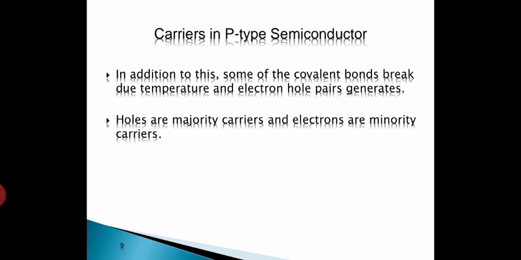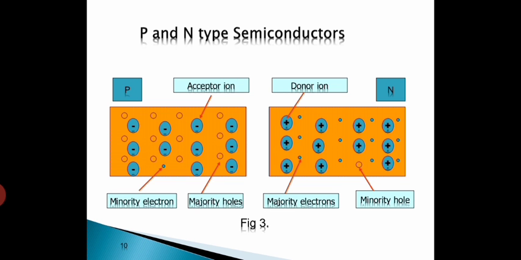Carriers in p-type semiconductor. In addition to this, some of the covalent bonds break due to temperature and electron-hole pairs generate. Holes are majority carriers and electrons are minority carriers in p-type. In p-type semiconductor, acceptor ions are there. Minority are electrons and majority are holes. While in n-type, electrons are majority carriers and minority are holes.